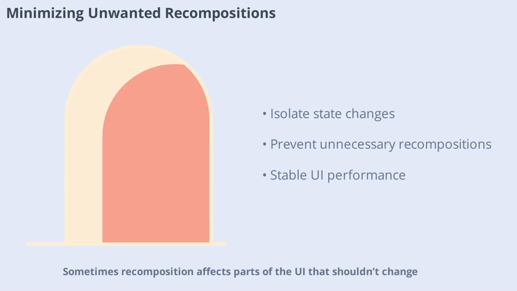Sometimes, recomposition affects parts of the UI that shouldn't change. For example, if a parent composable updates, its child composable may recompose even if it doesn't depend on the parent state. To avoid this, you can extract child composables into separate functions or use remember for more granular control. This prevents unnecessary recompositions and keeps your UI stable. By isolating state changes, you ensure only the relevant parts of your interface update, improving both performance and user experience.